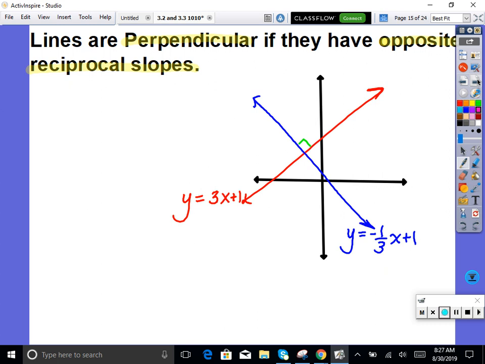So they're opposite and then reciprocal. Reciprocal means flipped, the fraction is flipped. So notice the red has a 3x, and then the blue has a negative, it's the opposite sign, and then the reciprocal slope, because this is the same thing as 3 over 1. Opposite reciprocal makes them perpendicular lines, which will intersect at a 90-degree angle. You have that written down for yourself?